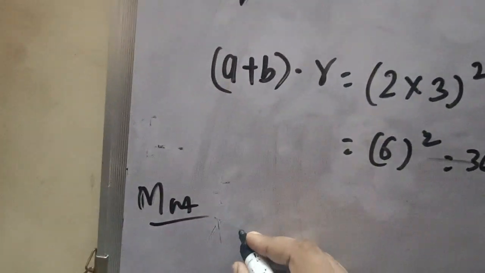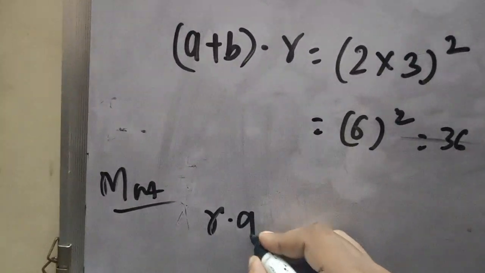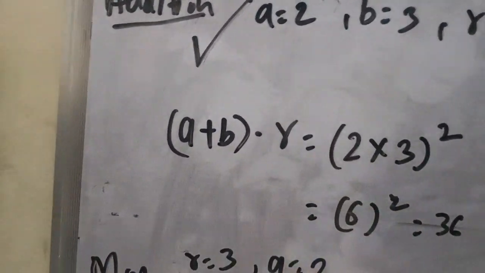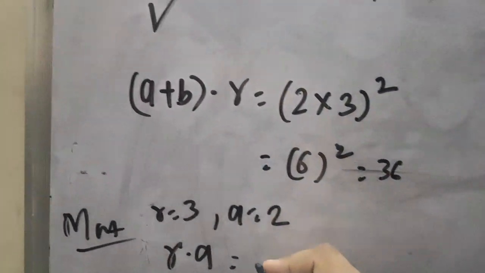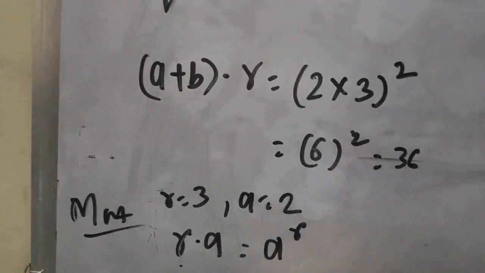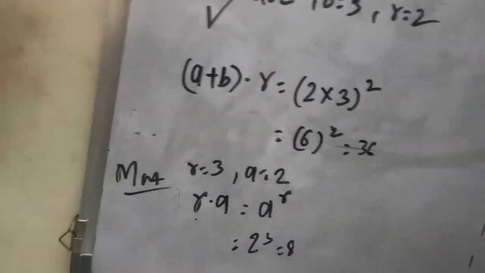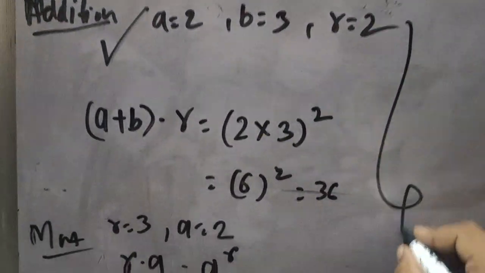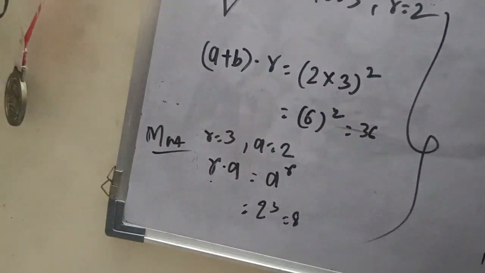Let's talk about multiplication. Let's say alpha is a real number r, and multiply it by a. Let's say r here is 3 and a here is 2. The answer will be a raised to r, which is 2 raised to 3, which is 8. Does 8 belong to this set? Yes, 8 indeed belongs to this set. So by seeing these two conditions, can we say that addition and multiplication are satisfied? Absolutely, we can say that.